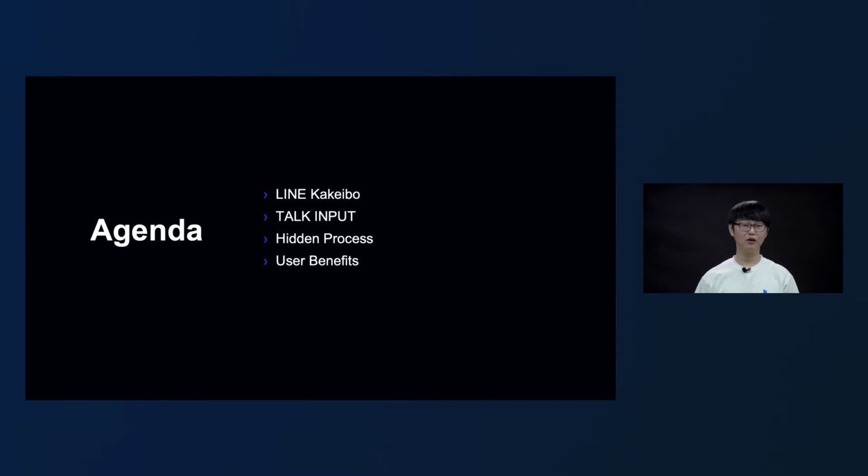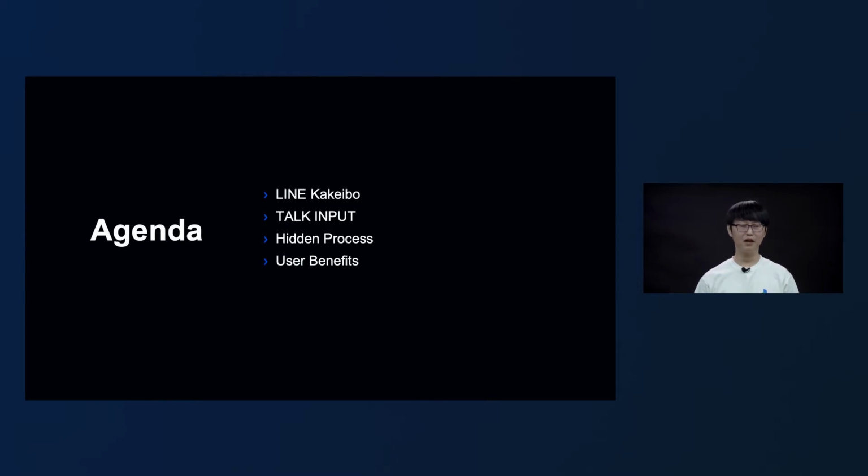This is the agenda for this session. Introduction to Line Kakeibo, talk input, and UX that users can experience only through Line Kakeibo, hidden process, what is done behind the scenes to provide convenience in use for the service, and user benefits, such as coupons provided to the users. When an image of a receipt is sent via OA message, the item of expense is registered in the kakeibo, and a customized coupon is issued to the user.